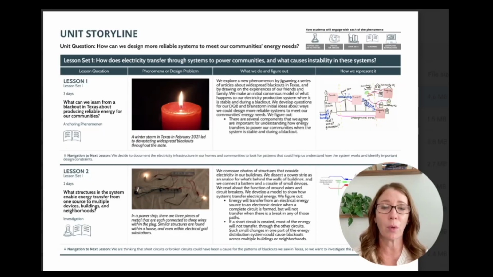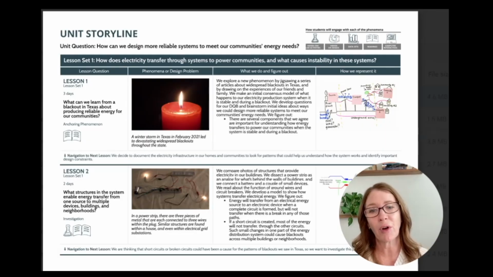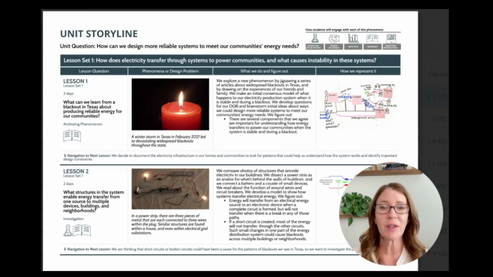So we're going to read some articles and jigsaw them with students to learn a little more about the blackout, as well as look at a blackout map to see where the blackouts happened and come up with some ideas and questions about what has happened here. Students then make an initial model to try to explain, and there are prompts to explain where the energy came from, how it gets to buildings, and how this blackout occurred. Then we make an initial consensus model together as a class. You can see an example of it right here.